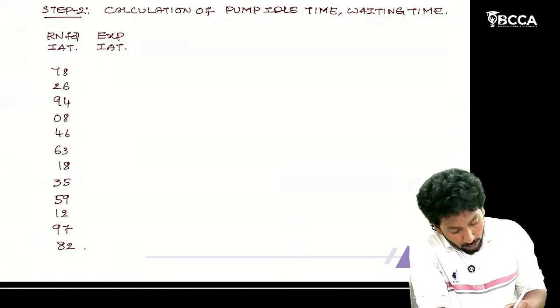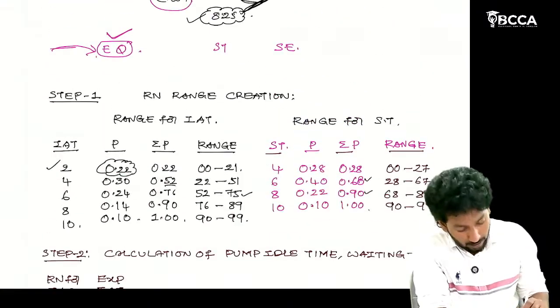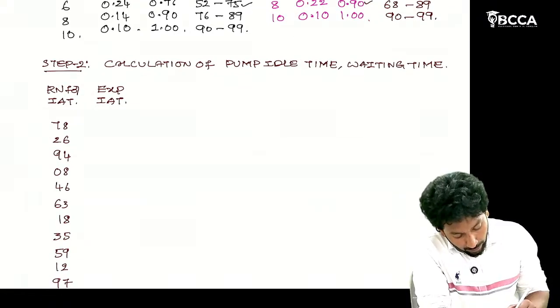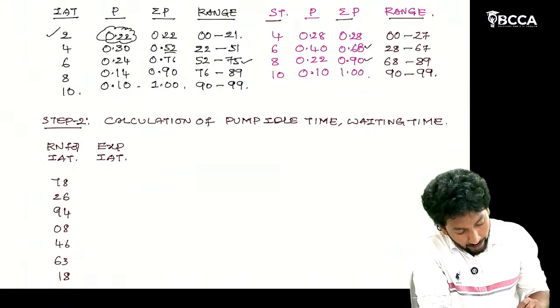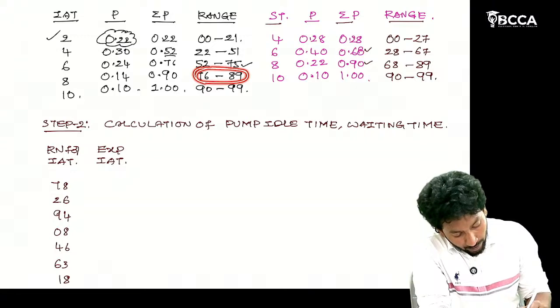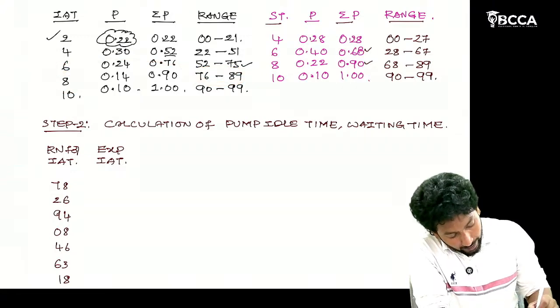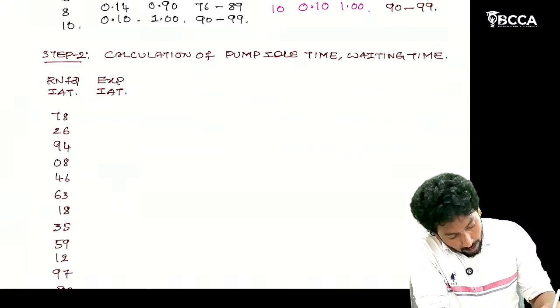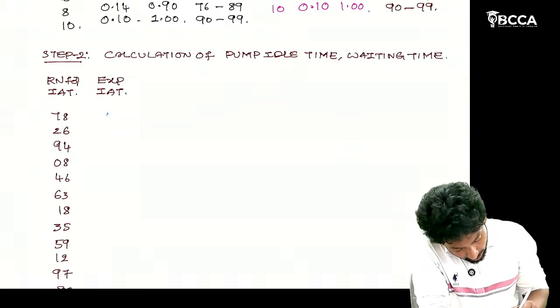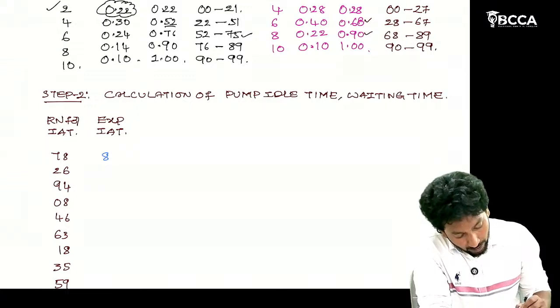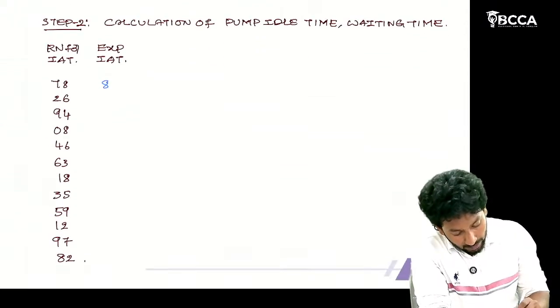Now check these random numbers in the random number range. The random number for inter arrival time, the first one is 78. This 78 falls under the fourth class interval, that means inter arrival time is 8. Like that, we have to estimate all the inter arrival times. Here 8. For 26, it falls under the second class interval, that is 4.